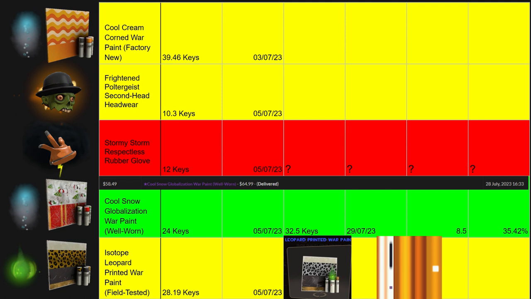Isotope Leopard Printed Warpaint Field Tested. Not only is this a beautiful warpaint for a cheap price, it also has the white leopard pattern, which is quite uncommon. I have a picture on the right of what it looks like and the pattern generation board to see how rare it is. It's like a 25% chance. I have it listed very high, but I do think it could sell.